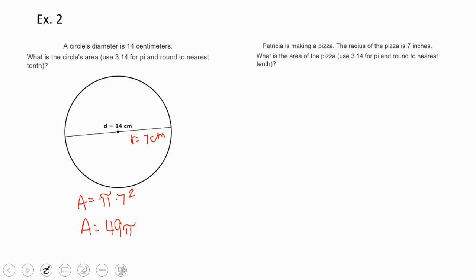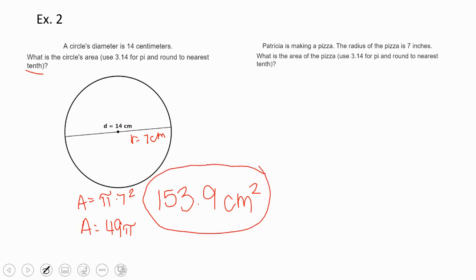3.14 times 49 is going to give you 153.86, and we're rounding to the nearest tenth. So that 0.86 would round to 0.9. Area is always squared, so it's centimeters squared. Don't forget that.